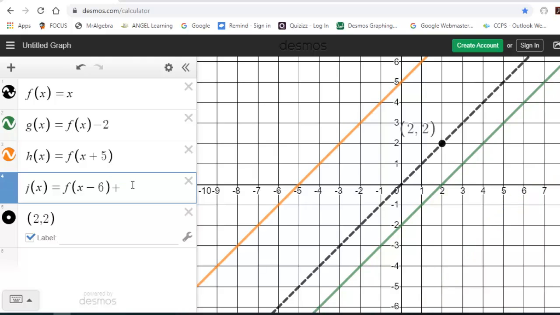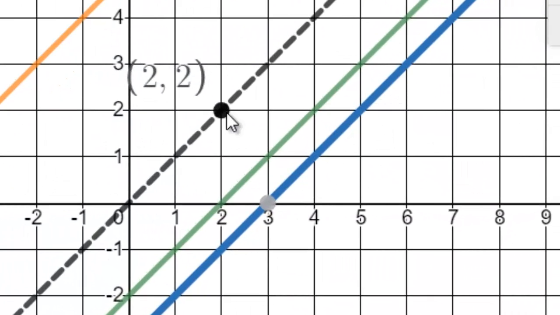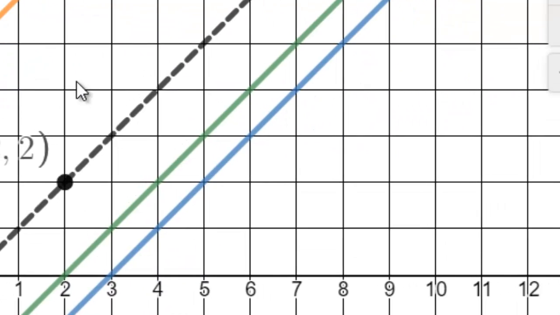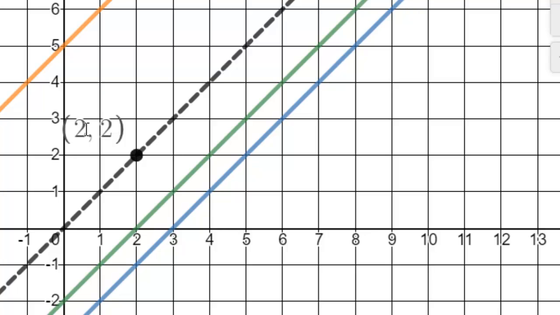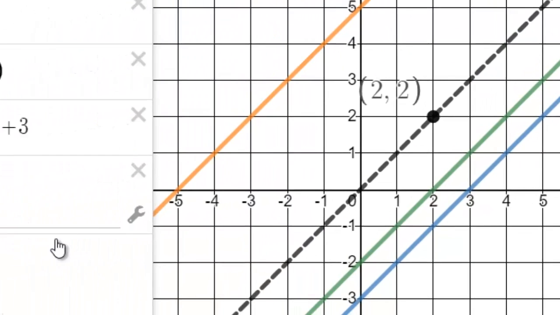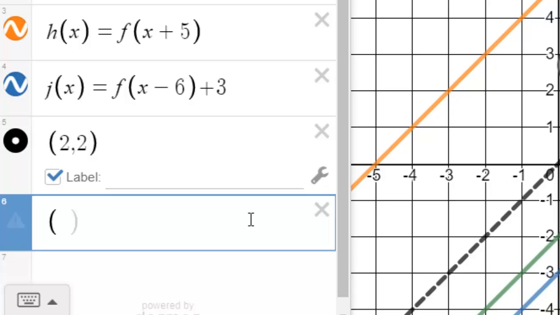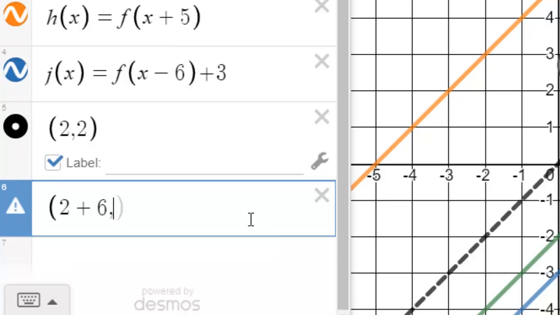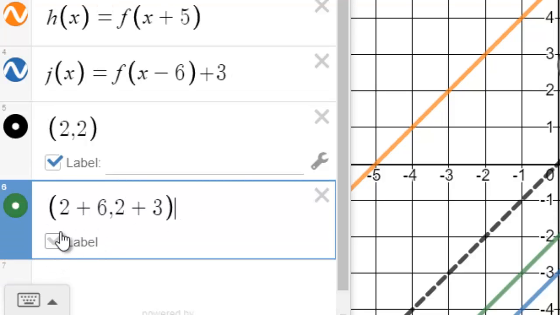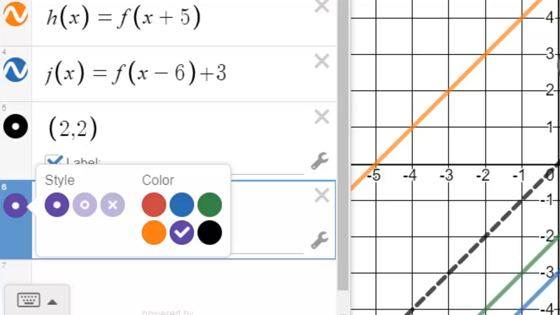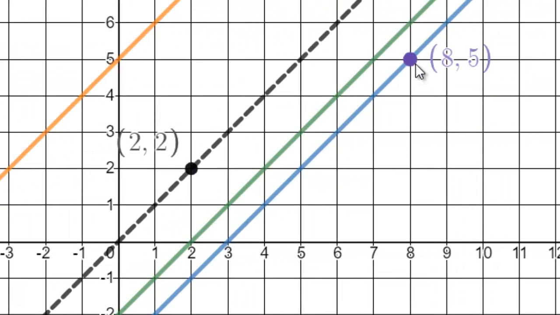So plus 3. So this point right here moved 6 units to the right. I think I'm going to go off the graph a little bit. Let me move this over. This x moves 6 units to the right. So that should be at 2 plus 6, comma, and this one's going to move 3 units up. That would be 2 plus 3. And if we look at the ordered pair there, you'll notice that this point here translated to that point over there through both calculations.